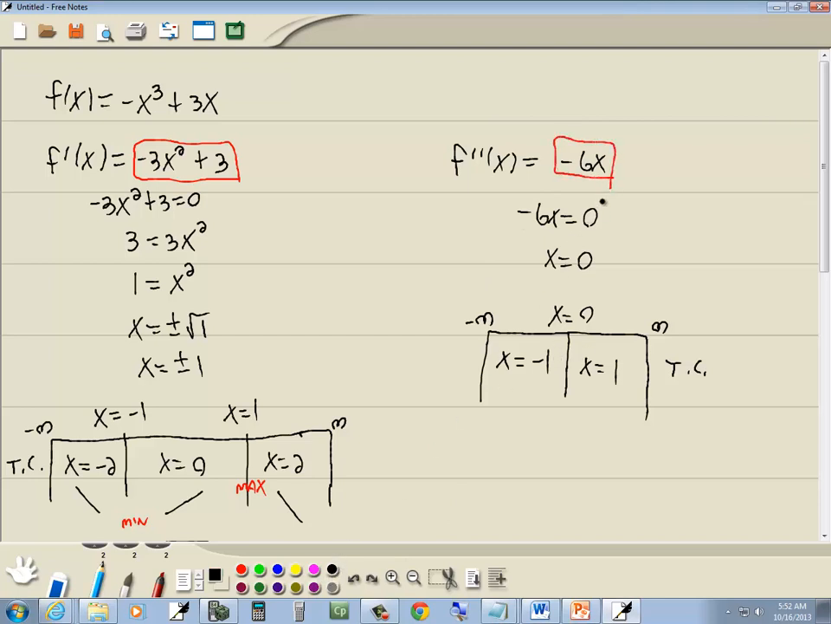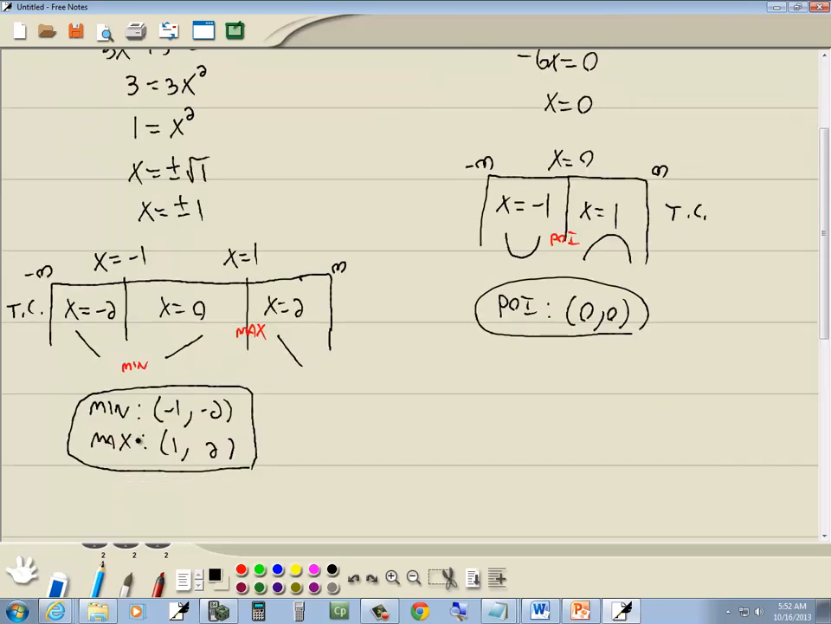So if I put negative 1 in for x, I get negative 6 times negative 1, which gives us positive, which means it's concave up. If I put 1 in there, negative 6 times 1 is negative, so it means concave down. Now our POI is where the concavity changes, assuming the point exists. This changes from concave up to concave down, so that's our POI. So POI is going to be 0 comma something. And actually that one's pretty easy. If I put 0 in for my x in my original problem, you get 0. So our POI is 0, 0.